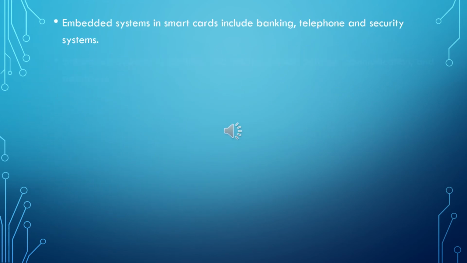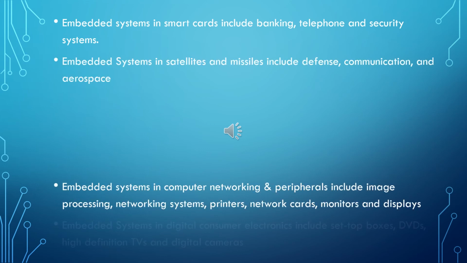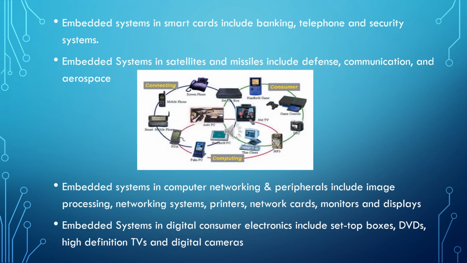Embedded systems in smart cards include banking, telephone and security systems. Embedded systems in satellites and missiles include defense, communication, and aerospace. Embedded systems in computer networking and peripherals include image processing, networking systems, printers, network cards, monitors and displays. Embedded systems in digital consumer electronics include set-top boxes, DVDs, high-definition TVs and digital cameras.